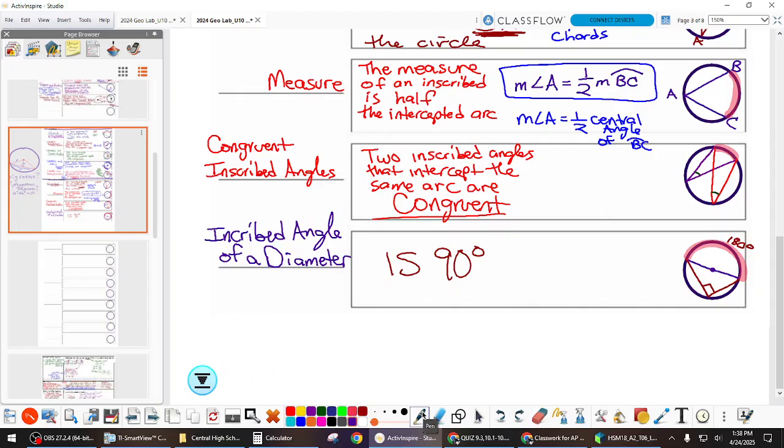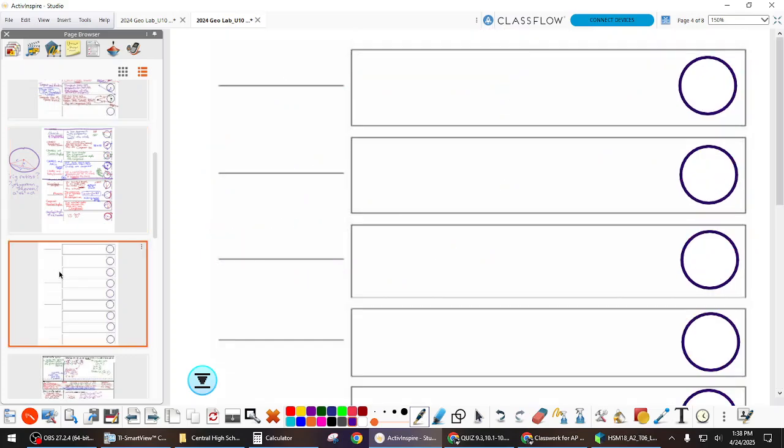Okay. So, inscribed angle of a diameter. Guys, these are sometimes hard to see when you have lots of lines going on, and when you finally realize, you're like, dang it, that was so easy, it's 90, and you forget. Okay, so try to get that one locked in. All right, a couple more.